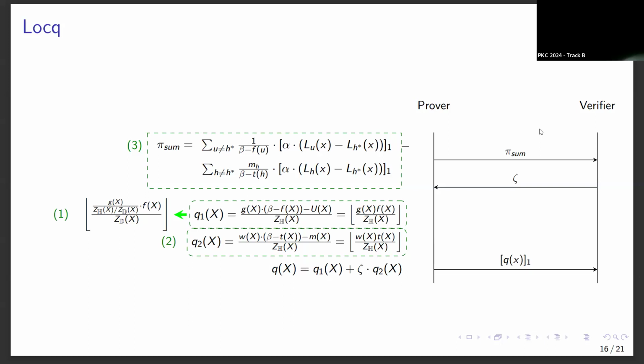We use a technique called cached quotients, which I will not explain in detail here, but everything is just the same as in CQ. In fact, the quotient is just where the name CQ comes from.